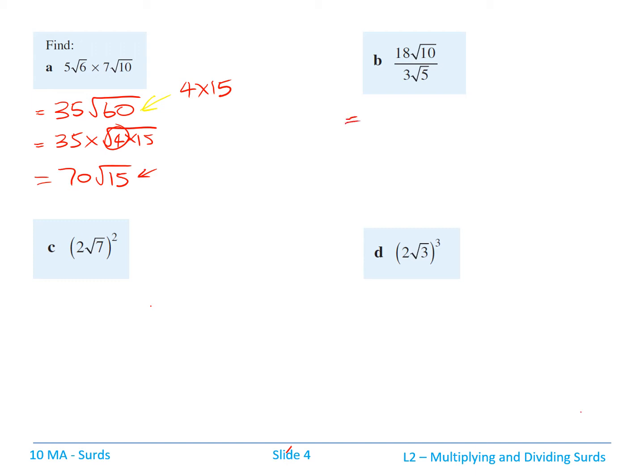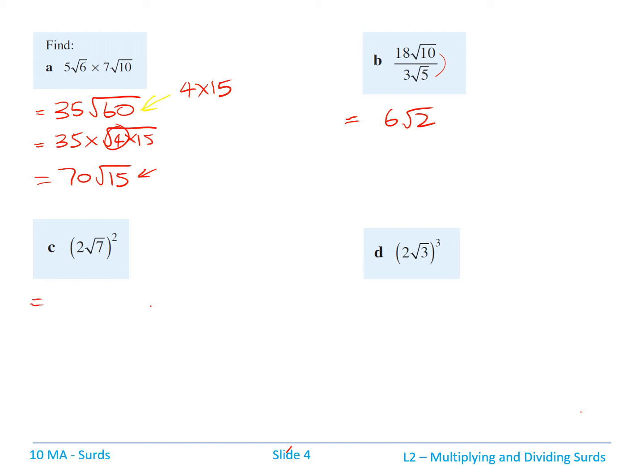Okay, I've got 18 on 3, which we know is 6. Then I've got 10 on 5. 10 divided by 5 is 2, so 6 root 2. We can't do anything else with that because you can't square root 2, so that's it, 6 root 2.